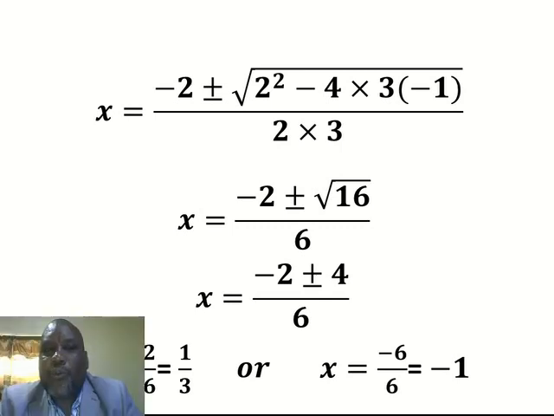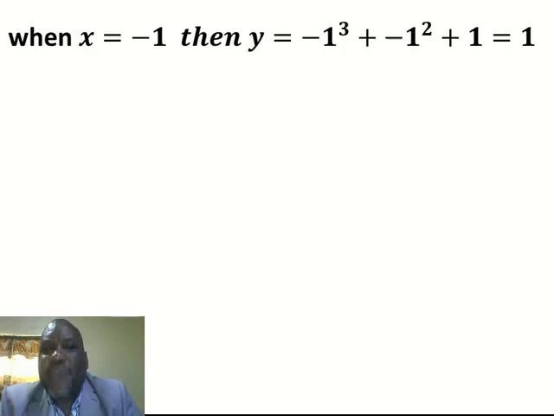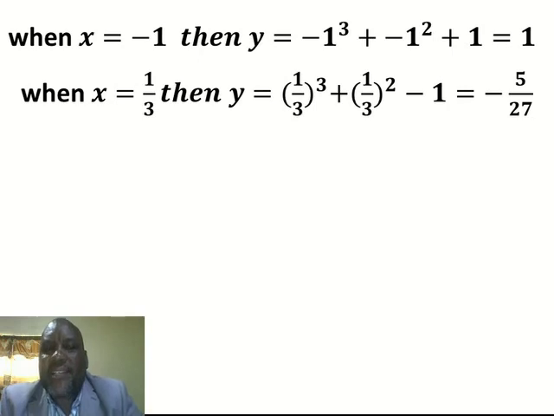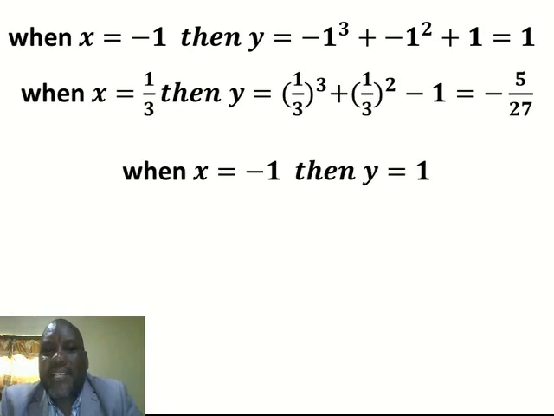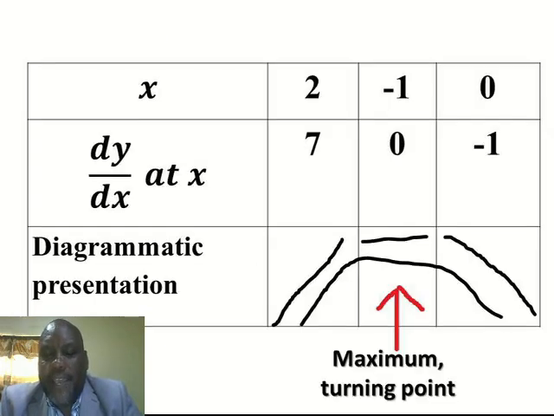When x equals negative 1, you substitute in and you get y equals 1. And when x equals a third, y equals 5 over 27. So we have found the coordinates of the stationary points. Then we proceed, we don't stop there. We move on to determine the nature of these turning points.